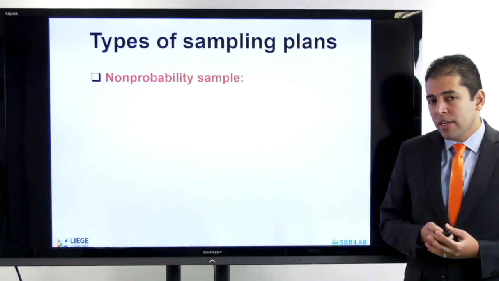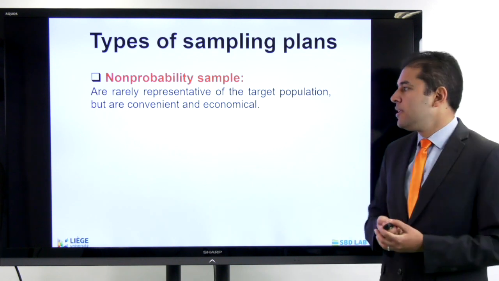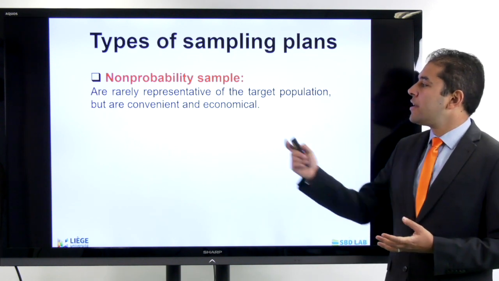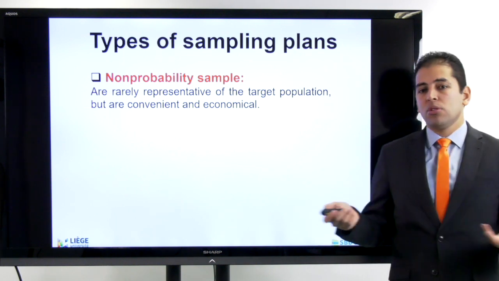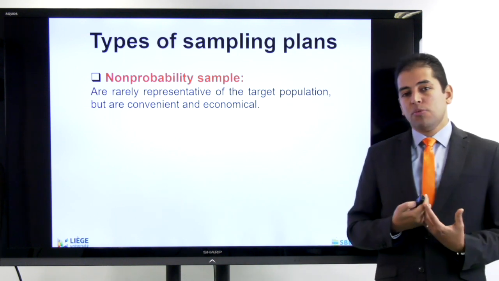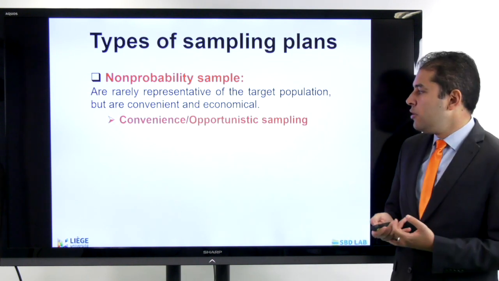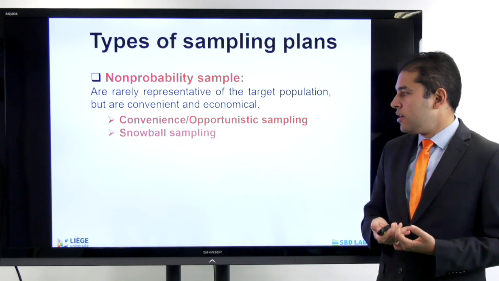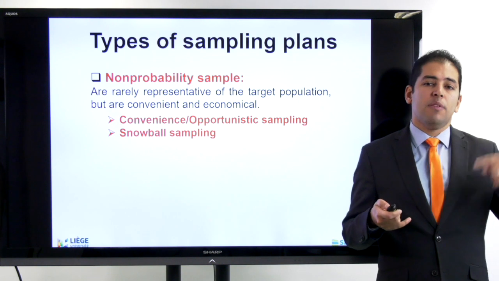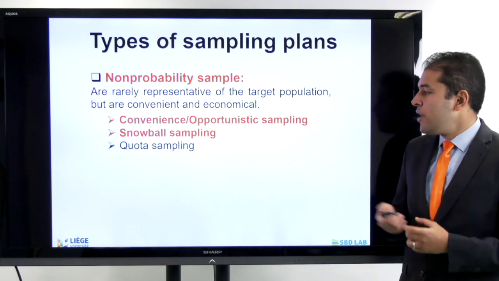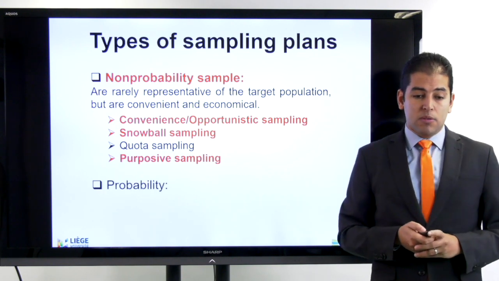There are types of sampling, and you need to know them, and it is very important to keep them in account. The most common one is the non-probability sample, which is rarely representative of the target population, but is convenient and economical. And therefore, most of the time, when we do focus group discussion sampling, we use non-probability sampling. We look at convenience sampling. We do also snowballing sampling, which is simply word of mouth via somebody. We avoid quota sampling, but we do also purposive sampling for focus group discussion.